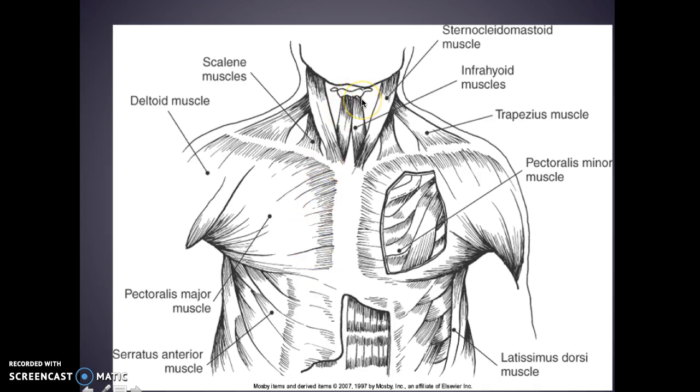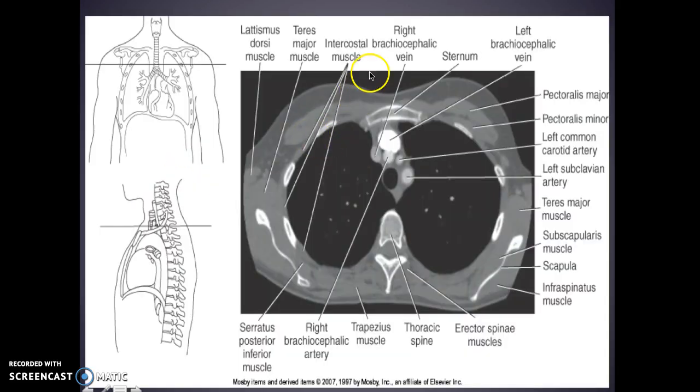Looking here, you have your sternocleidomastoid muscle coming down and around, your infrahyoid muscle, you have your trapezius, you have your pectoralis major on the outside, so you can see it over here, and your minor on the inside, your latissimus dorsi muscle coming down and around, your anterior serratus muscle, and you can see your deltoid with your scalene muscles.